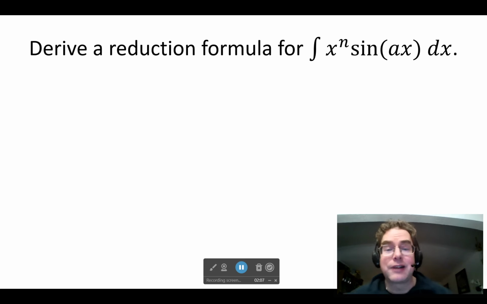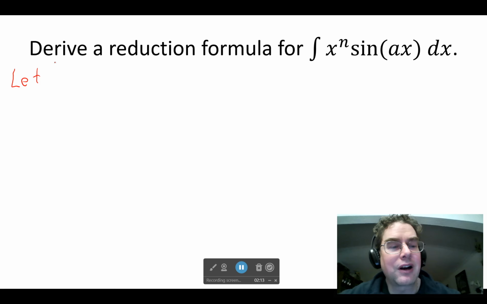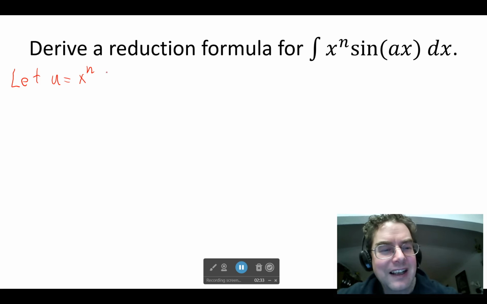So integration by parts, we're going to want to choose our u and our dv. In this case, we're going to let u equal x to the n. There's a good reason for that. We're going to be differentiating u, and when we do that, the power on that x is going to get lower, which is what we're after. So that's why that is the choice to make here.